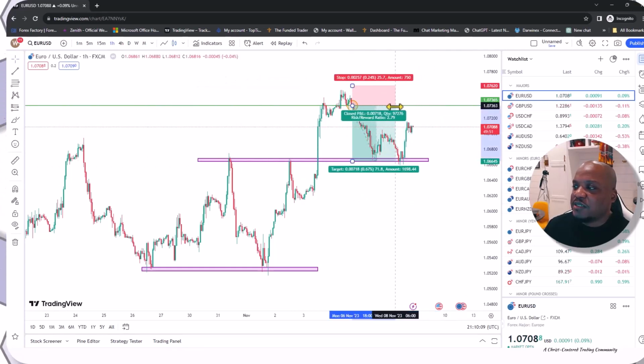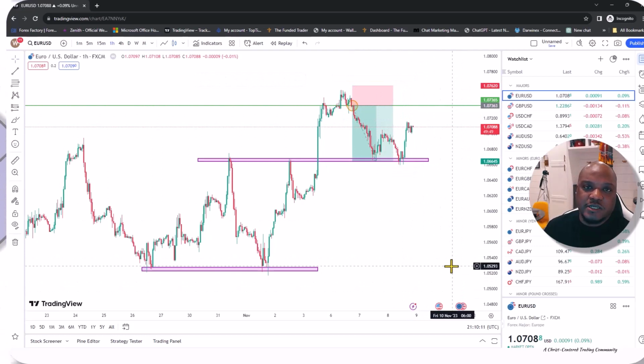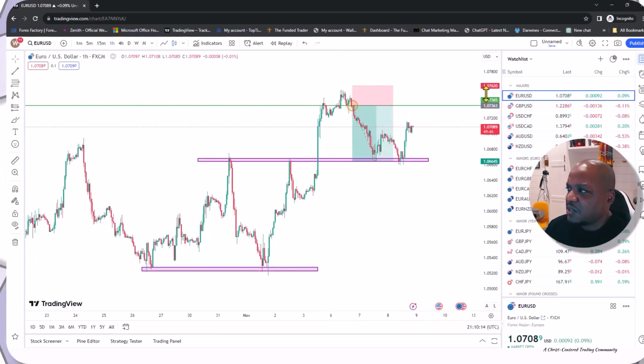What this does is it provides us coordinates. You can see the stop loss is 1.07620.